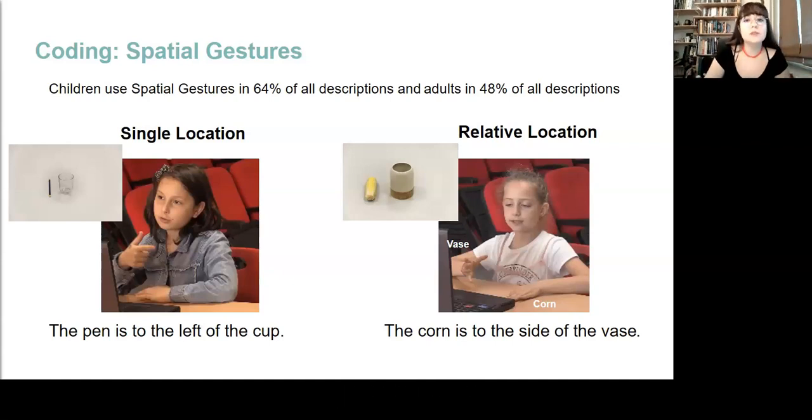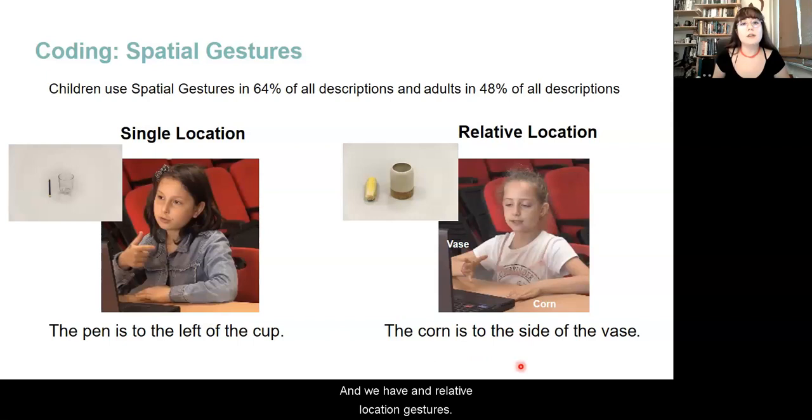Let's see some examples. We have one-handed directional gestures indicating the location of one of the items, such as this pointing gesture. And we have relative location gestures. These are two-handed placement gestures indicating the relative location of two items in gesture space.